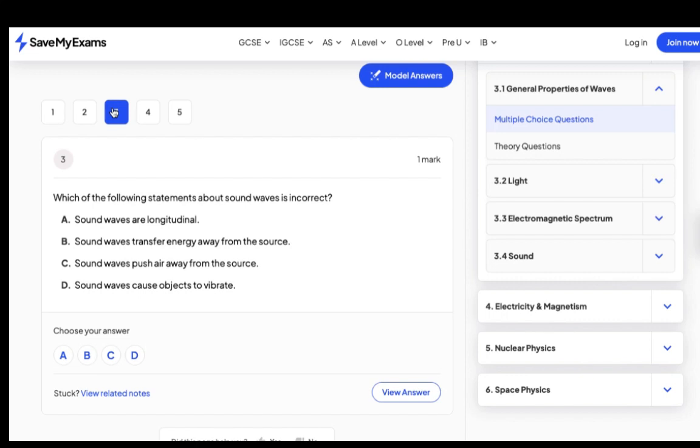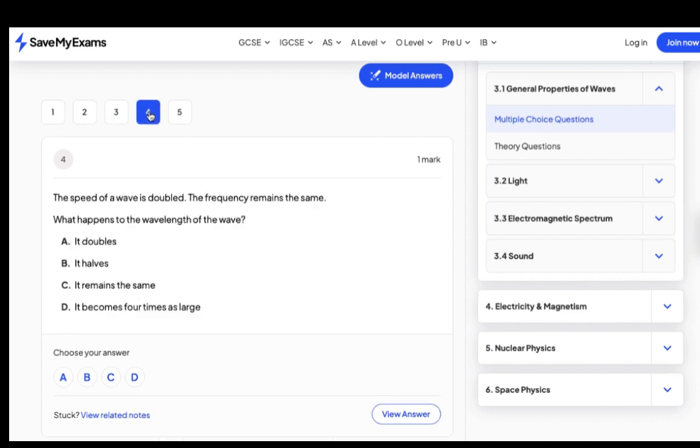So we go back. Which one did you choose? I picked C. Sound waves push air away from the source. As I'm talking, I push air away, right? That's also correct. Sound waves cause objects to vibrate? No, it is the vibration that causes the sound wave. Sound is caused by vibration, not sound causing objects to vibrate. You understand? Okay. Now we move on to the next one.